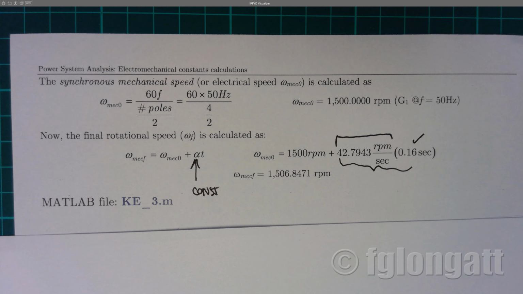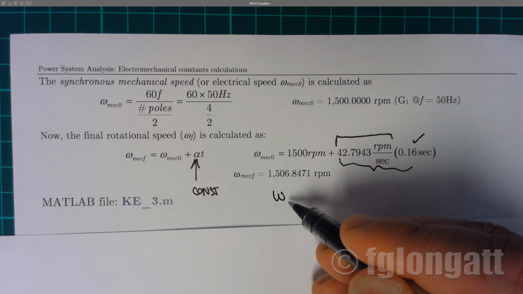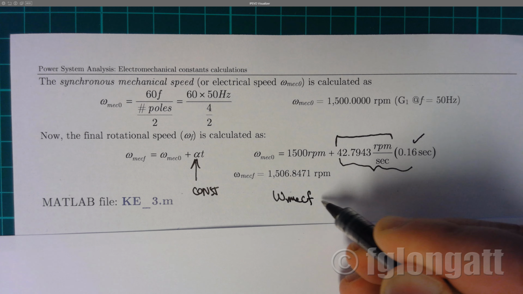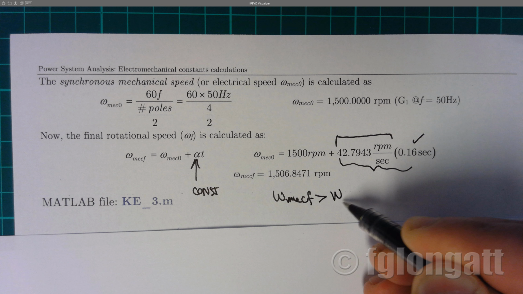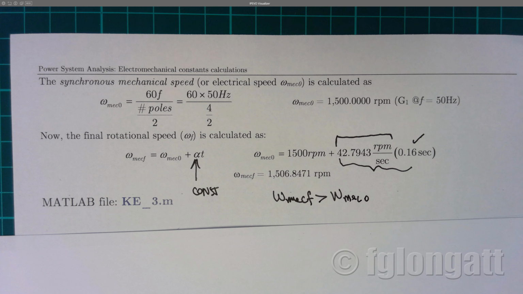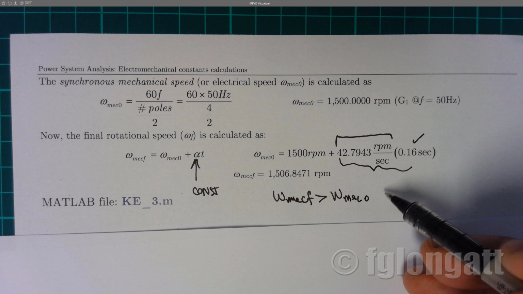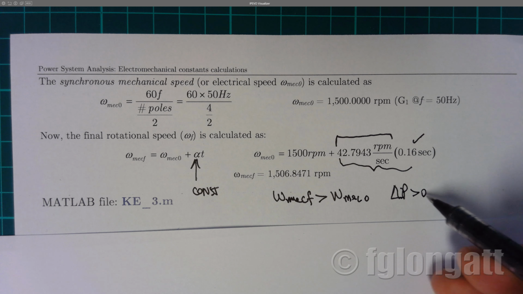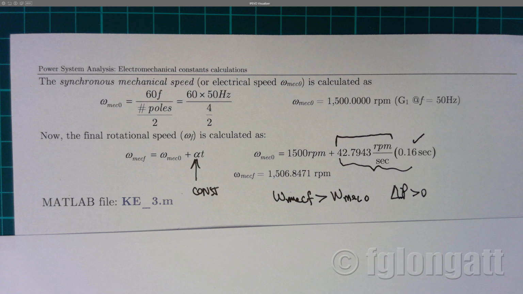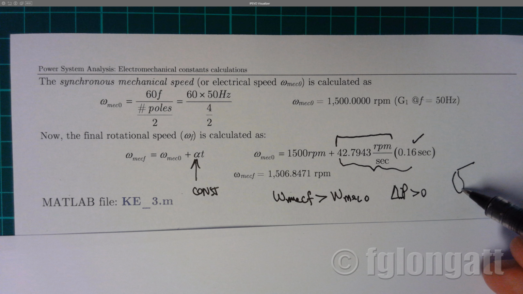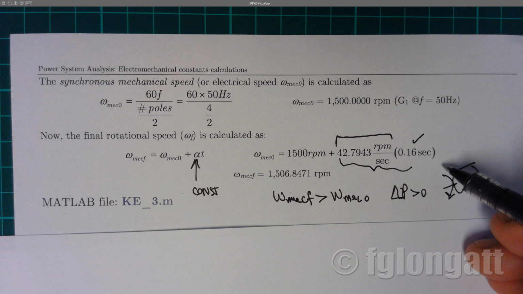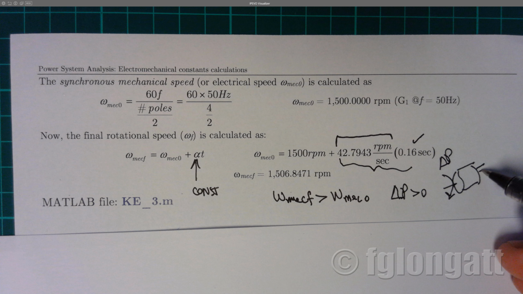That is above 1500 RPM. What I'm trying to tell you is that the final mechanical rotational speed is larger compared with the initial rotational speed. And that was because the delta P was accelerating. We applied those 10 megawatts to the mechanical power, and of course that affects the electrical power on the other side, but also the rotational speed.